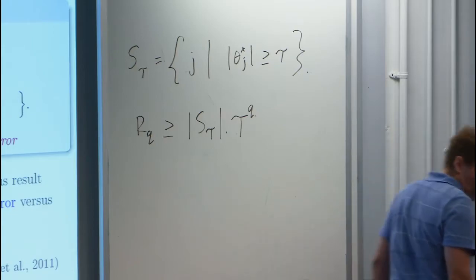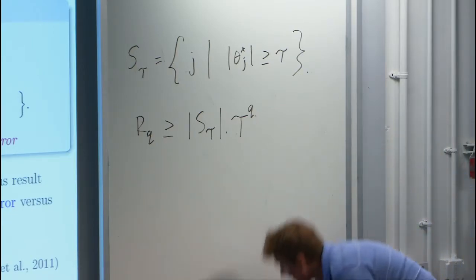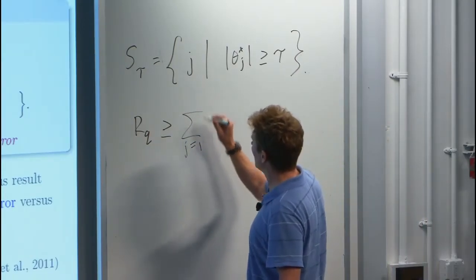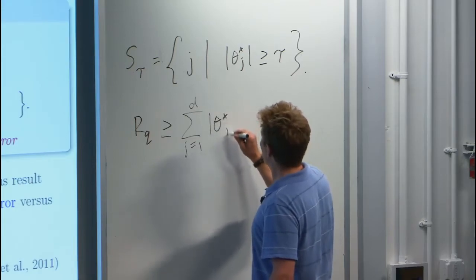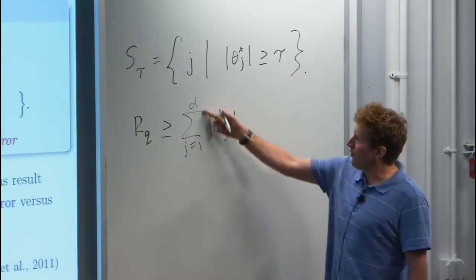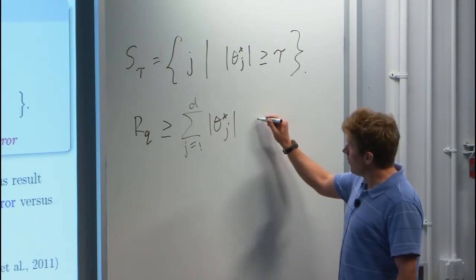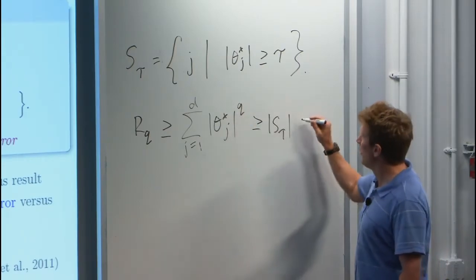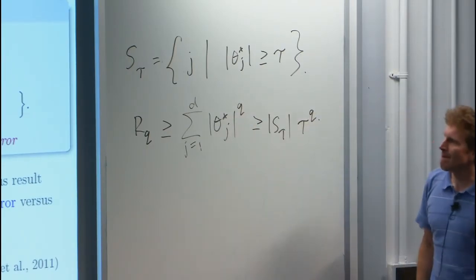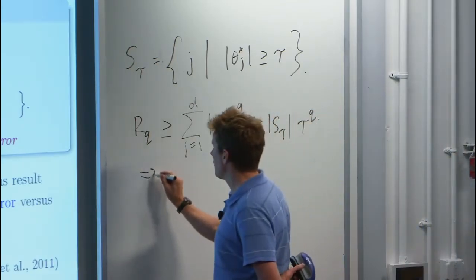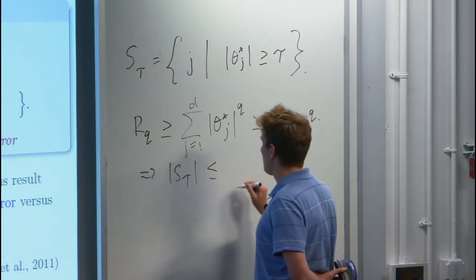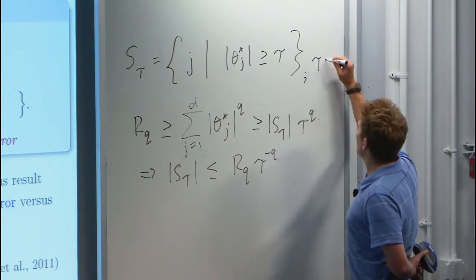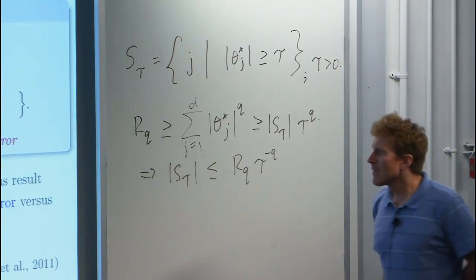Well, let's write it out longhand. Where's my eraser? If I don't watch out, I'll do what Mike said I tend to do, which is erase with my hand and then paint. Right? So we know that this is a subset of these indices. There's cardinality s tau of them, and for each of them this is at least tau. This is q here. So this is at least tau to the q. Right? So rearranged, that implies the size, as a function of tau, s tau is less than or equal to r_q tau to the minus q. Right? This is valid for any tau larger than 0. Okay, so that's one term.